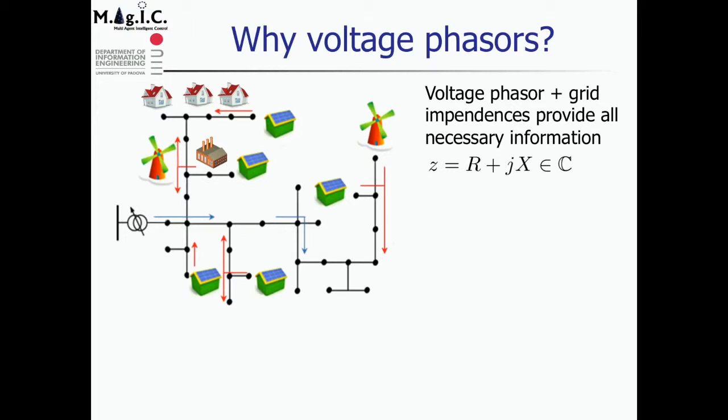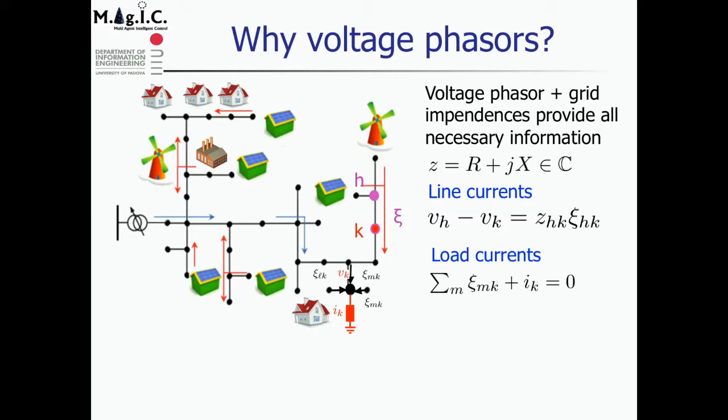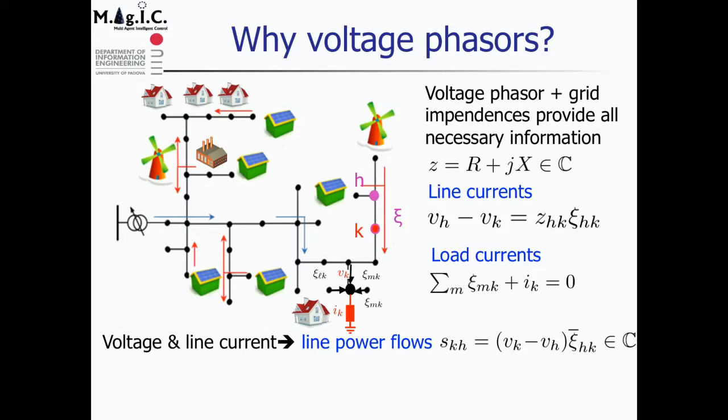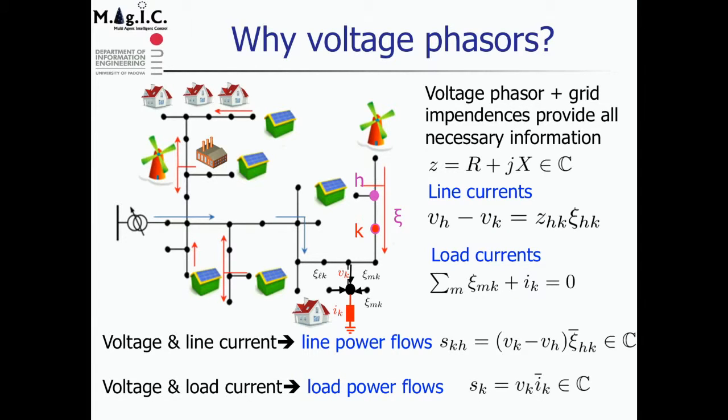So why are voltage phasors important? They are important because they provide a global picture of what's going on in the grid. If you also have the additional information about the impedances of all the different lines, you can readily compute line currents. Then, with the line currents, you can also compute the current going through the different loads. And once you have currents and voltages, you can compute the power flow on each line, and also the exact power flow on each load. So basically, if you can compute the phasors at each node, then you are done.